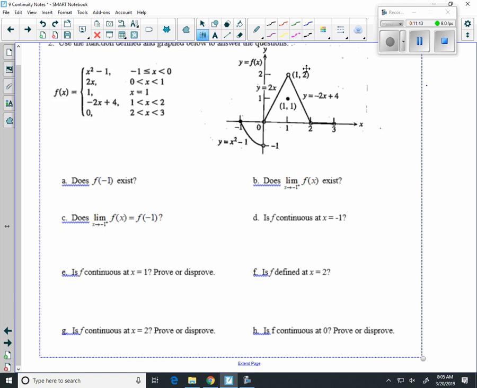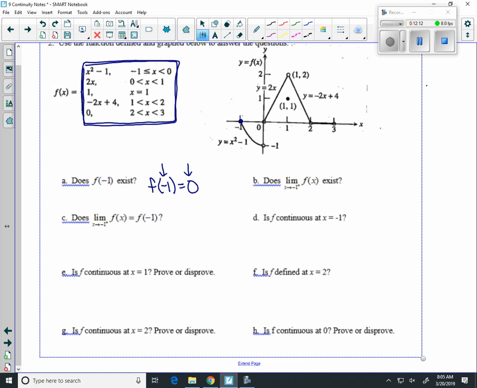So as I look here, this is the crazy piecewise function that we have here. It's probably the most complicated one that we've seen in the unit, but they give us the picture. So we don't have any calculations to do. We just have to look at the picture and use it. So does f of -1 exist? Absolutely. Here is -1. F of -1 is 0. Right? Here's our input, here's our output.